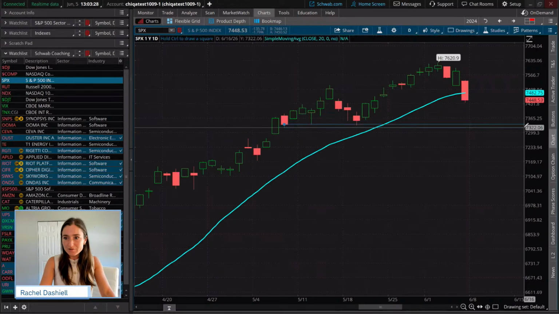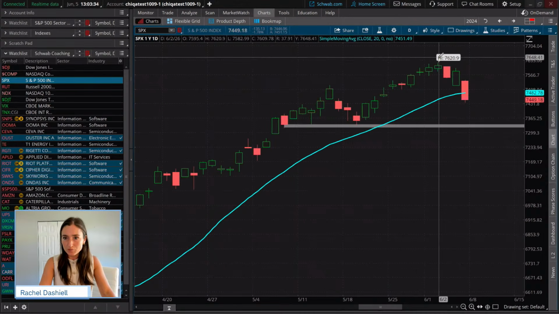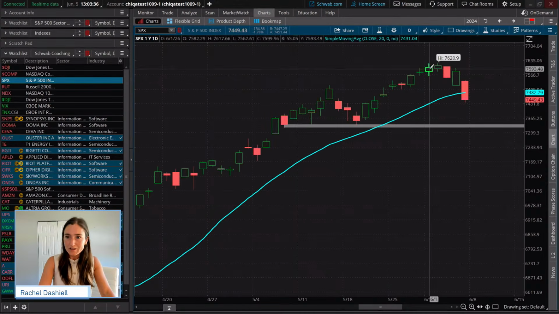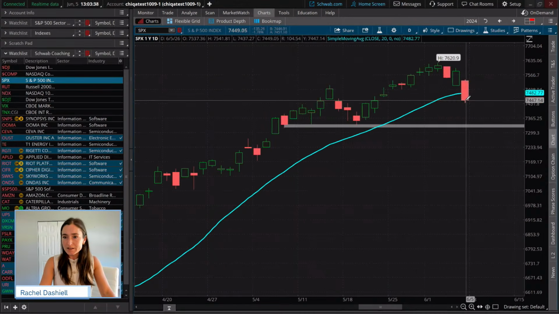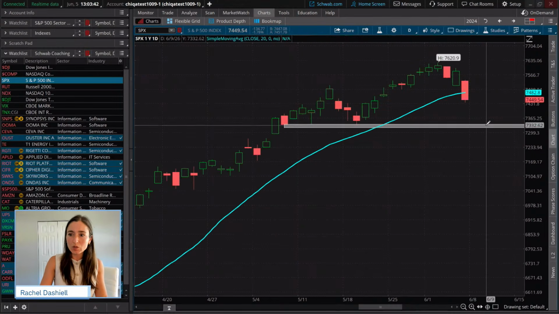around 73.30, which has been touched a few times. That's where we had that consolidation before that prior move. So if we do have a deeper pullback and cannot hold 74.40, we may be looking more towards 73.30 in that case.